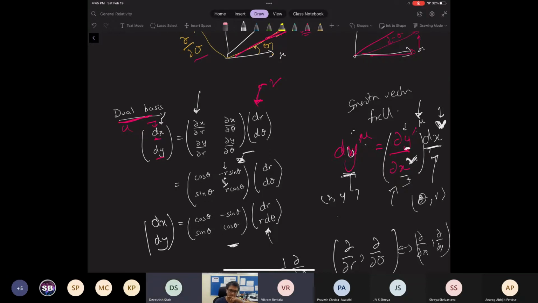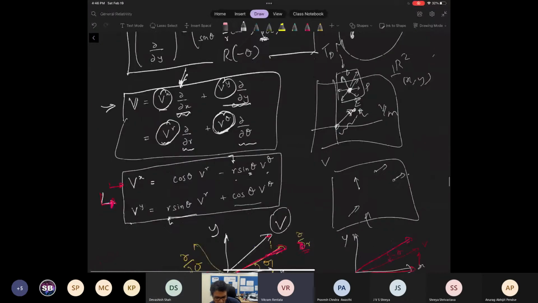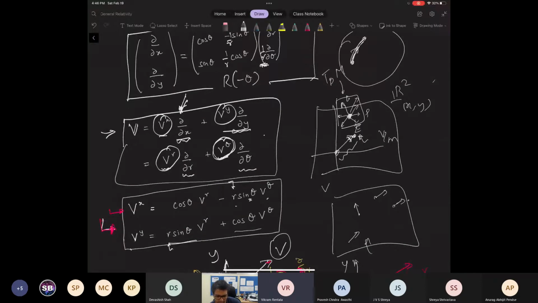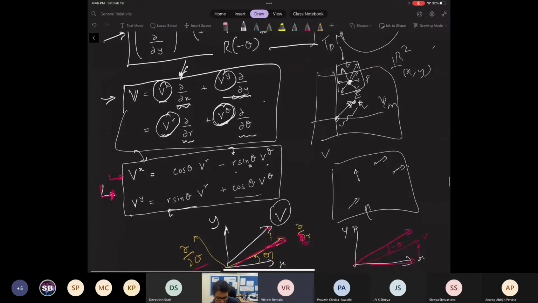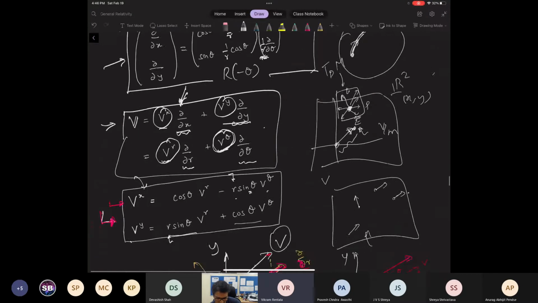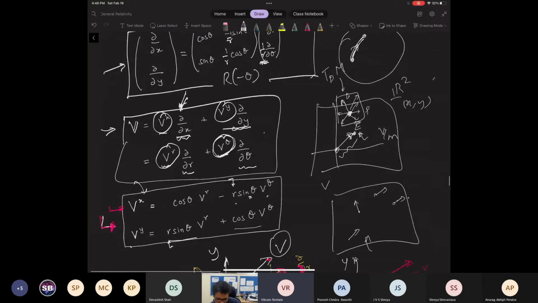Sir, but shouldn't the Jacobian coefficients be the same? I'm not able to understand why it comes out to be different. No, sir, I'm talking about the vector components and the basis transformation, the reverse, not the vector basis and the dual vector basis. This one, yeah, it'll be inverse Jacobian. So for the vector coefficients versus the basis transformation coefficients, did I get inverse Jacobian or the same Jacobian? Sorry, you're right. I got the same Jacobian.